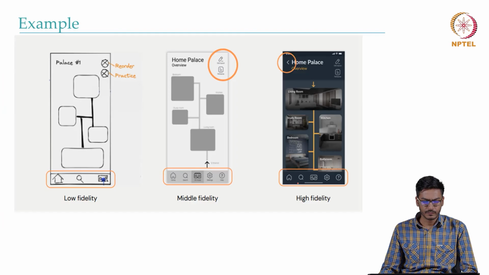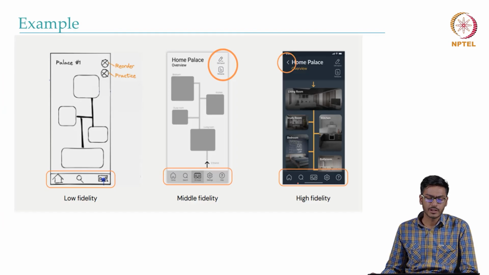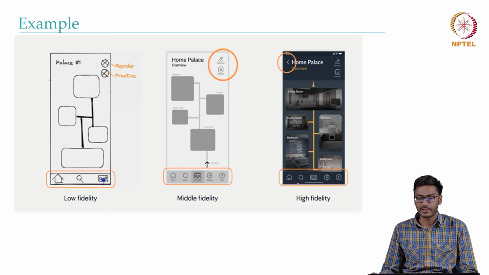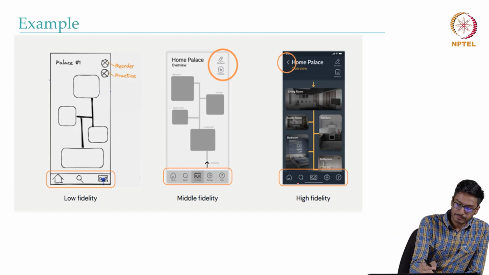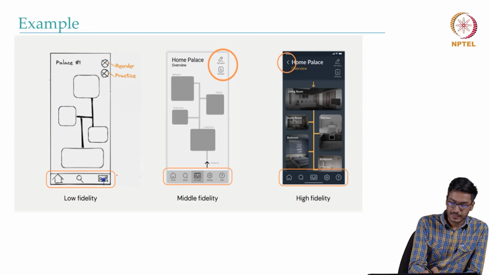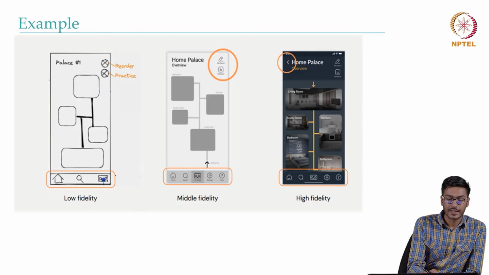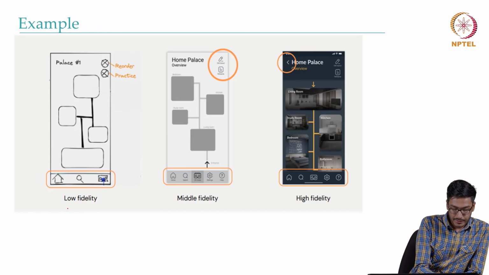These are some examples of how low fidelity, middle fidelity, and high fidelity prototypes make a difference. You see, the major difference is the details that exist within the prototypes. The low fidelity is very basic and rough.